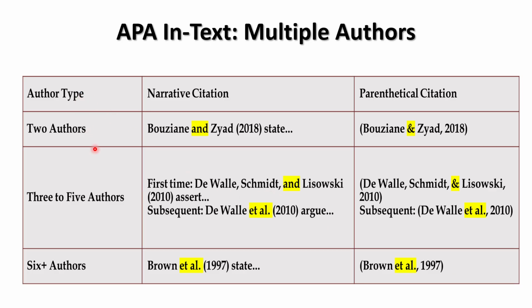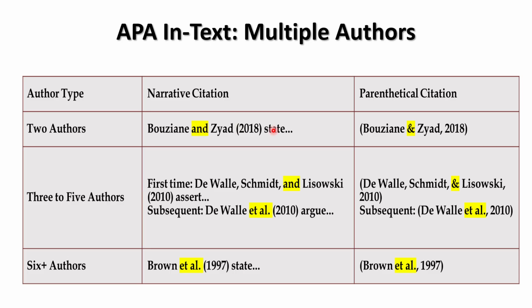First, sources with two authors. Look at the example: Bouzian and Ziad (2018) state, in narrative citation. Here the authors are part of your sentence. You use the word and, since it is a narrative citation. Between the two names, you have to use the word and.